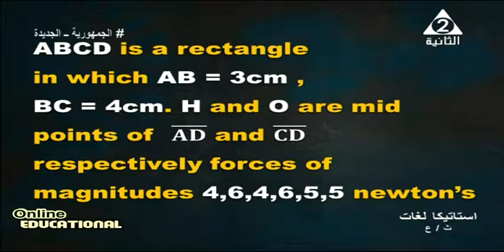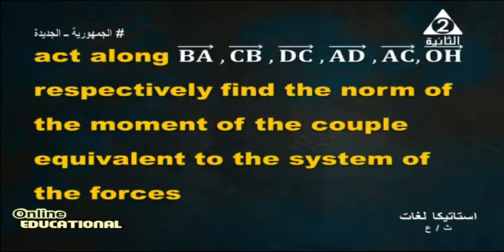Remember, we have 6 forces: 4, 6, 4, 6, 5, 5. Double 4, double 6, double 5. They act along ray BA, ray CB, ray DC, ray AD, ray AC, ray OH, respectively. Remember, direction is very important. Find the norm of the moment of the couple equivalent to the system of the forces.